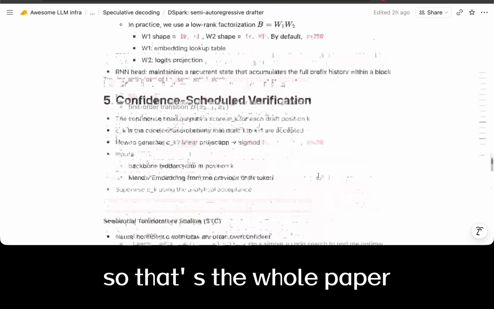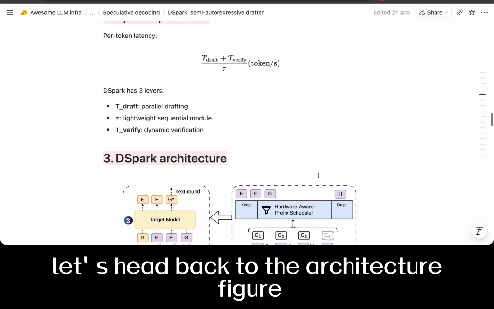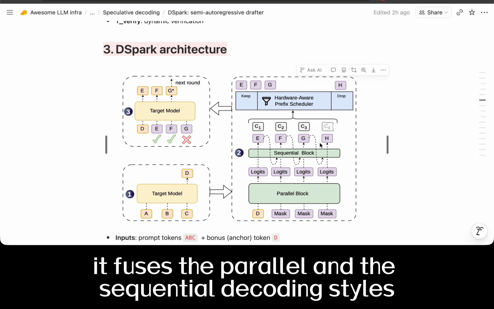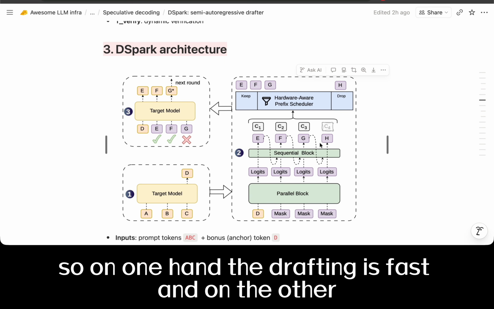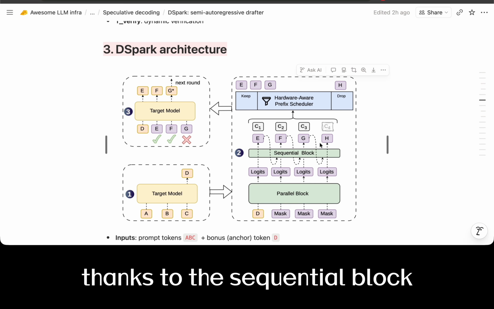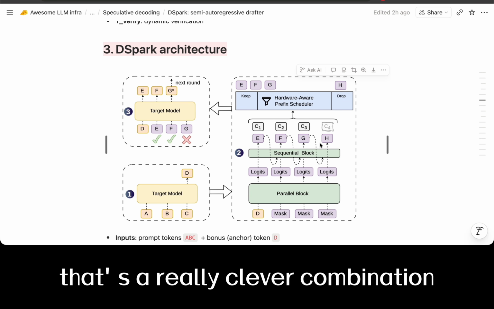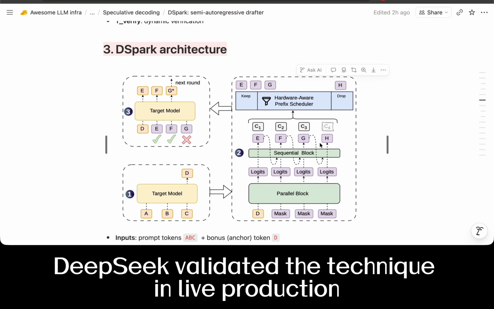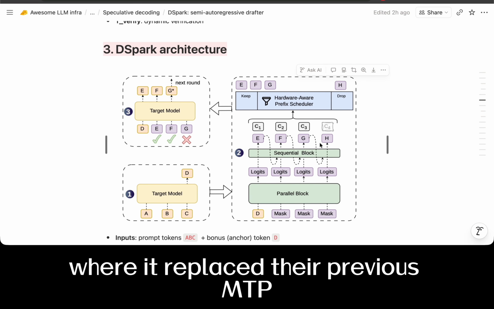So that's the whole paper. Let's head back to the architecture figure and sum it up. It fuses the parallel and the sequential decoding styles. So on one hand, the drafting is fast, and on the other, thanks to the sequential block, it's also very accurate. That's a really clever combination. On top of that, DeepSeek validated the technique in live production, where it replaced their previous MTP.